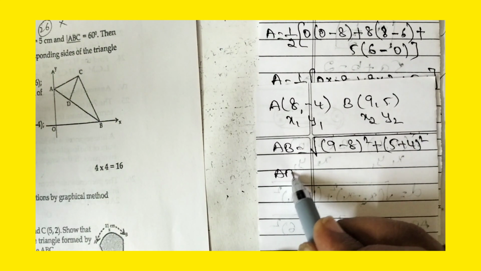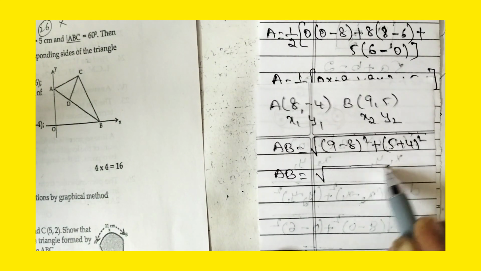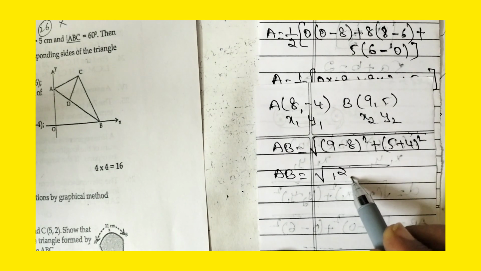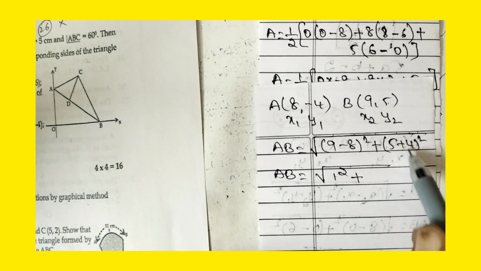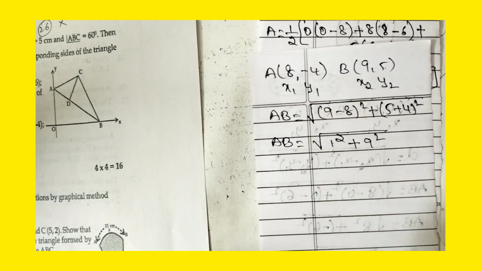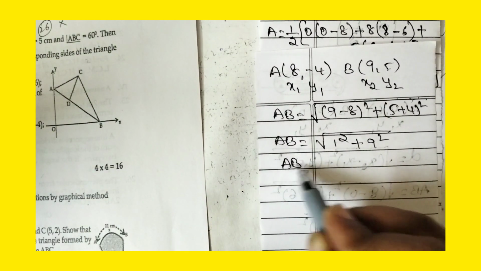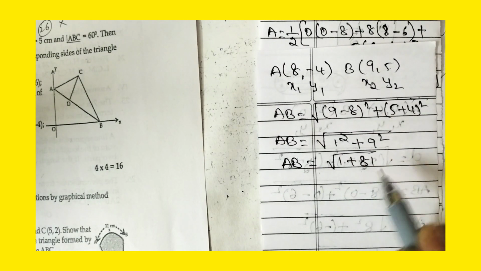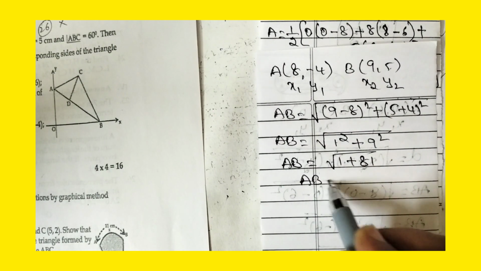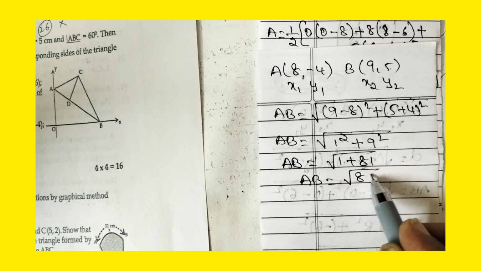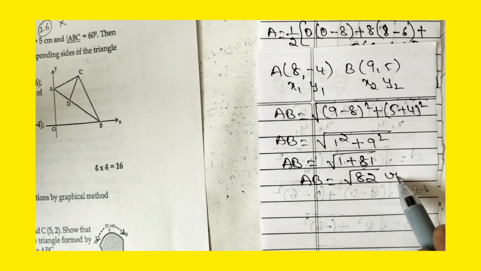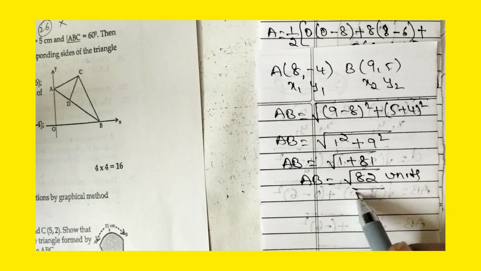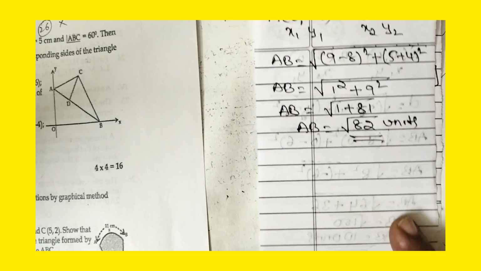So AB is equal to square root of 9 minus 8 is 1 square, 5 plus 4 is 9 square. So distance between AB is equal to, so 1 square is 1 and 9 square is 81. So AB is equal to square root of 82. Square root of 82 units. This is the distance between A and B.